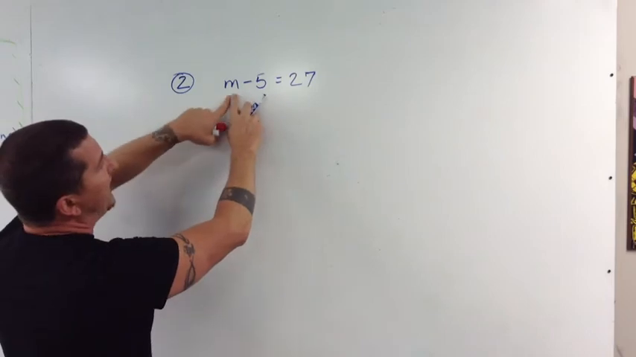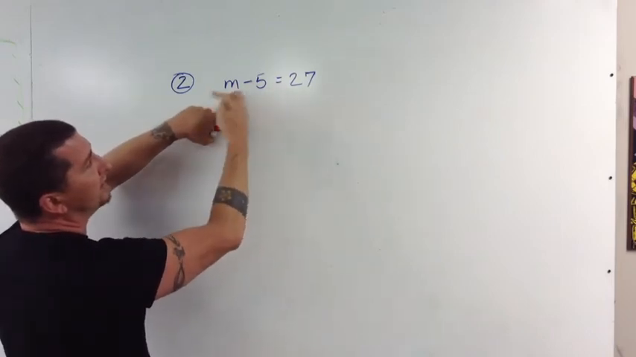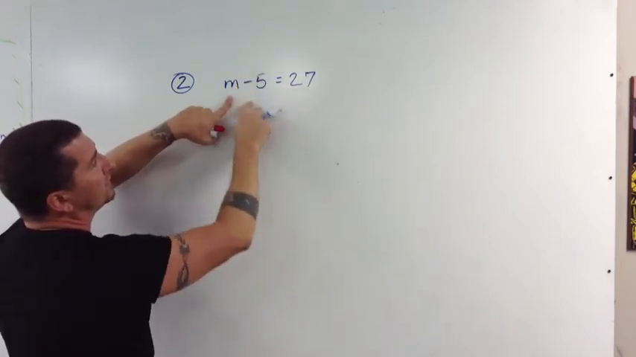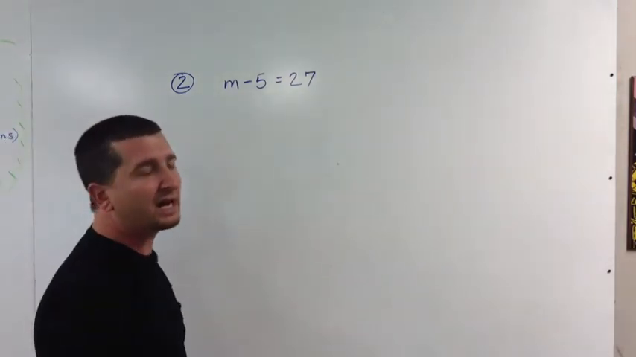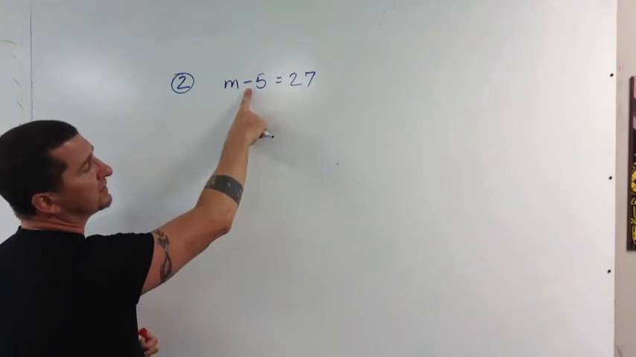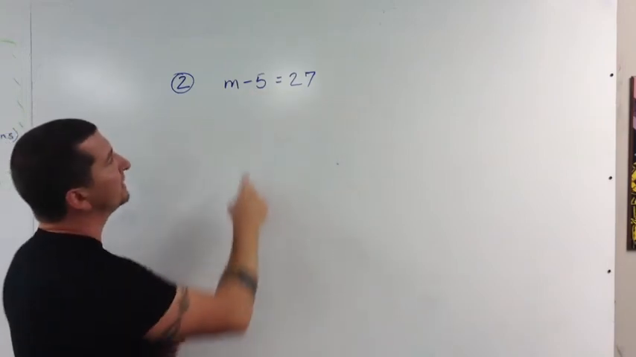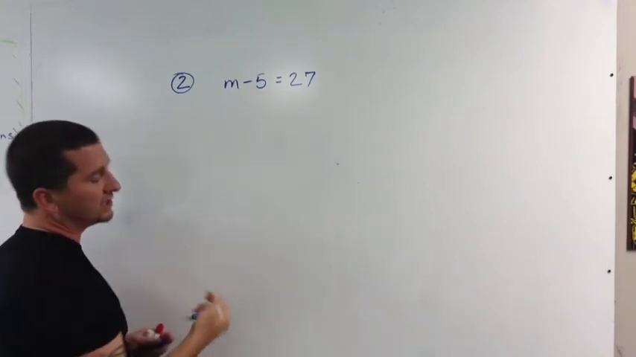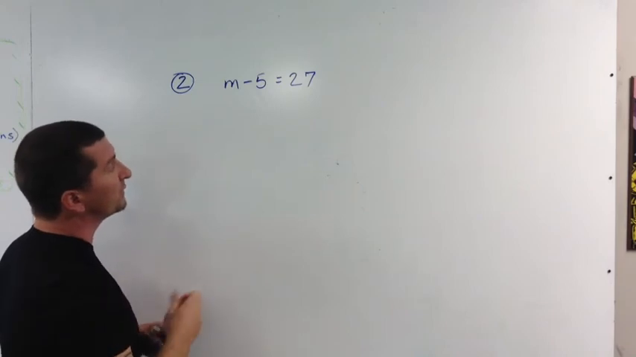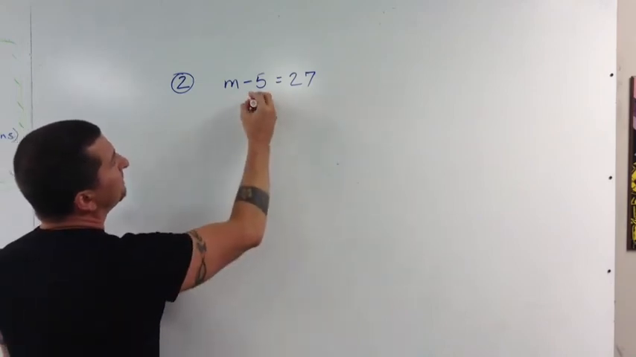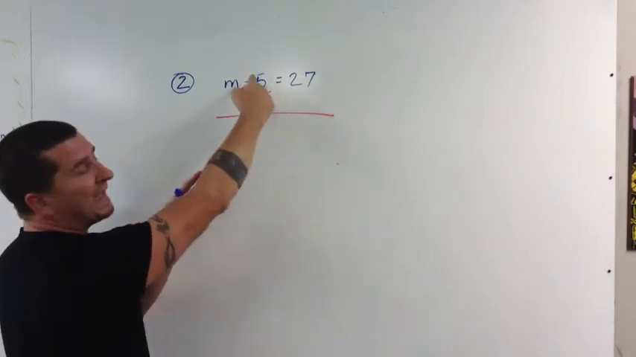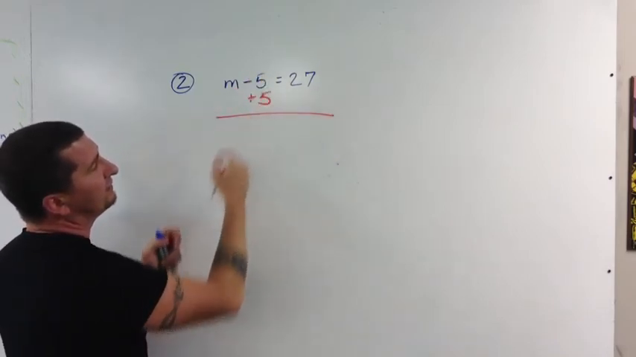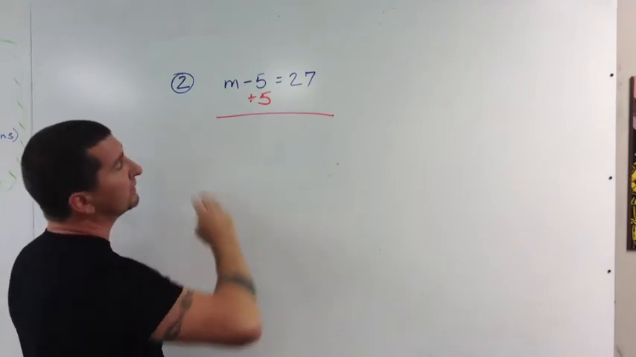So if we want the m to be isolated on the left side of the equation, we need to do away with this minus 5. So we do something called the inverse operation. So the inverse operation, or the opposite operation of subtraction, is addition. So we're going to add 5 to this side. Now anytime you add the opposite number to itself, it will become 0, it'll go away.